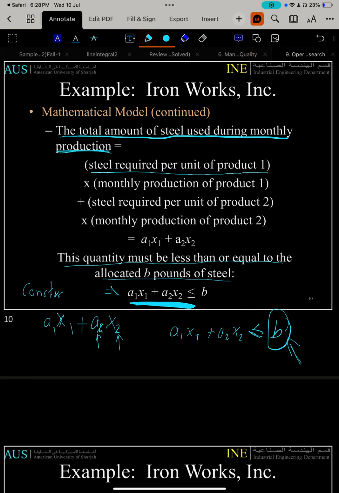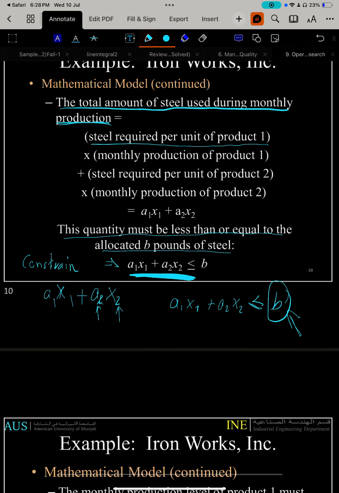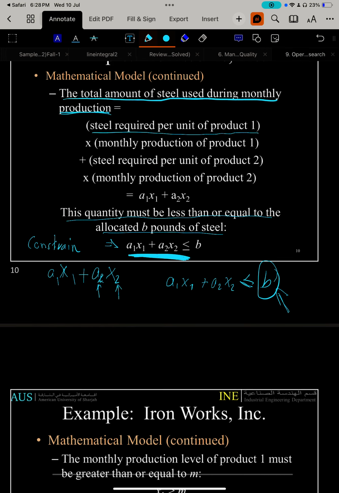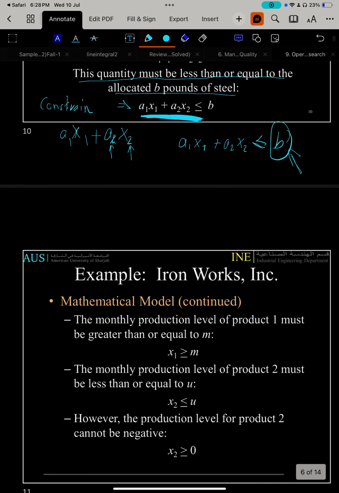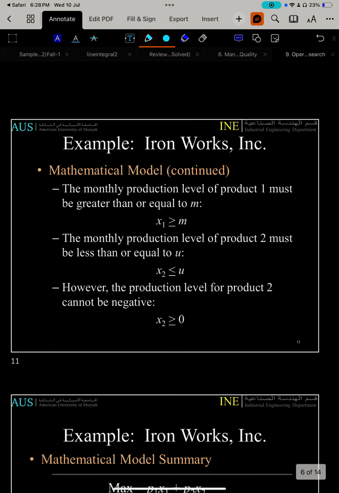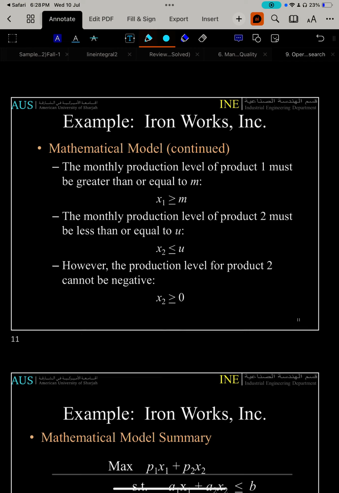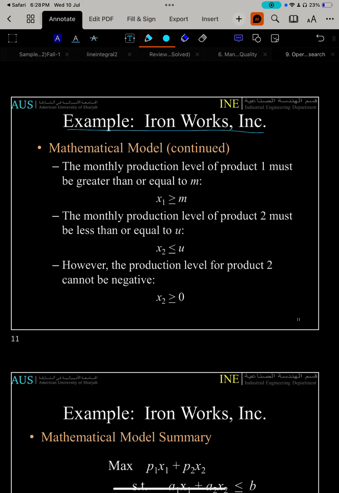We usually operate within constraints because in our life we are constrained by many things, and that's why we need to make sure we take those into account. So we have our example, Ironworks Incorporation, and we have our mathematical model.